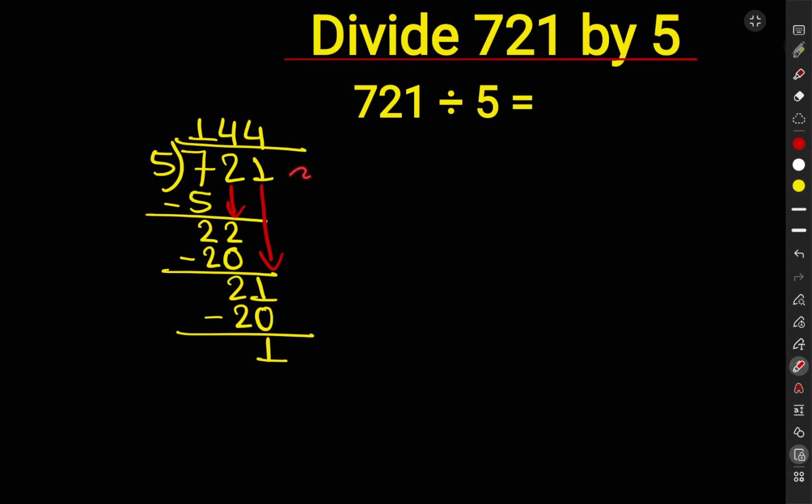So now we have no other number to put down. So we take a decimal here, so that we put 0. So it is 10 and 5 times 2 is 10. On subtracting, we get 0. So 721 divided by 5 is 144.2.